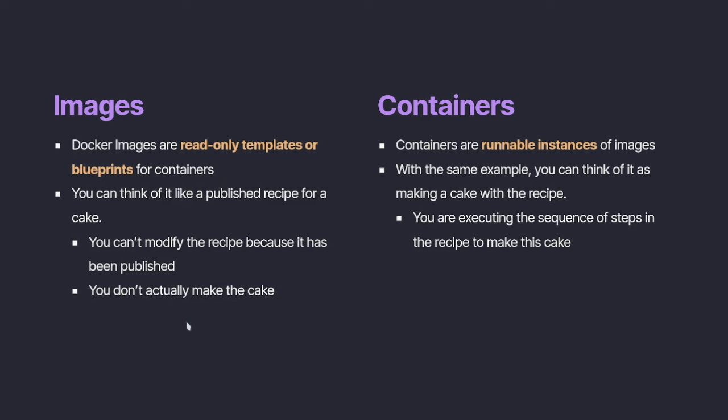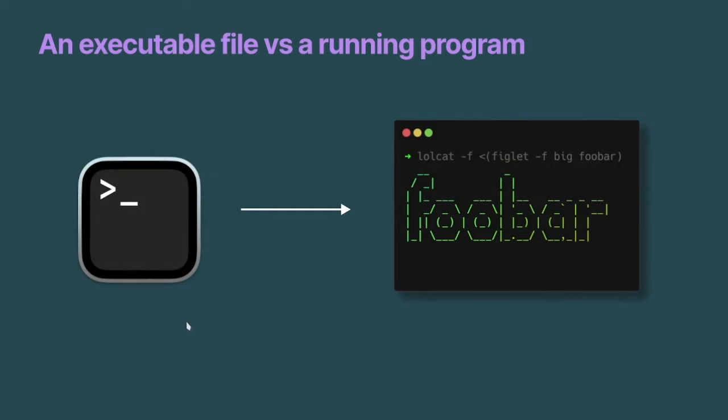in a more programmer-friendly example, is the relationship between an executable file and an application, right? Let's say you have a terminal application. The terminal application itself doesn't run anything. It's an executable file, so that is sort of like your image. And the terminal application itself, when it's running, is sort of like your container.